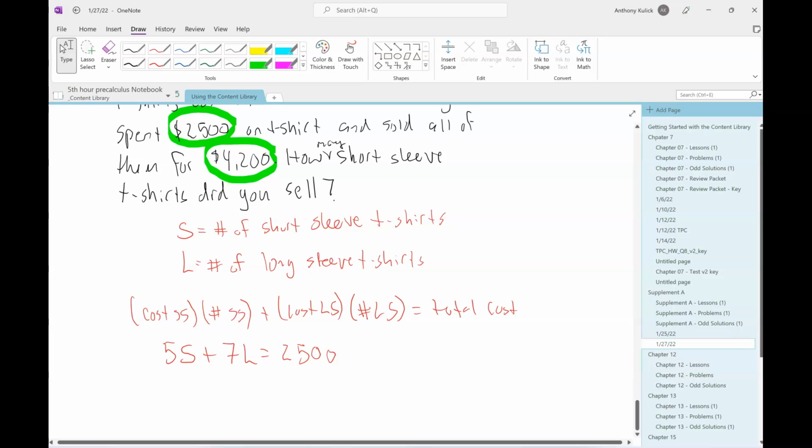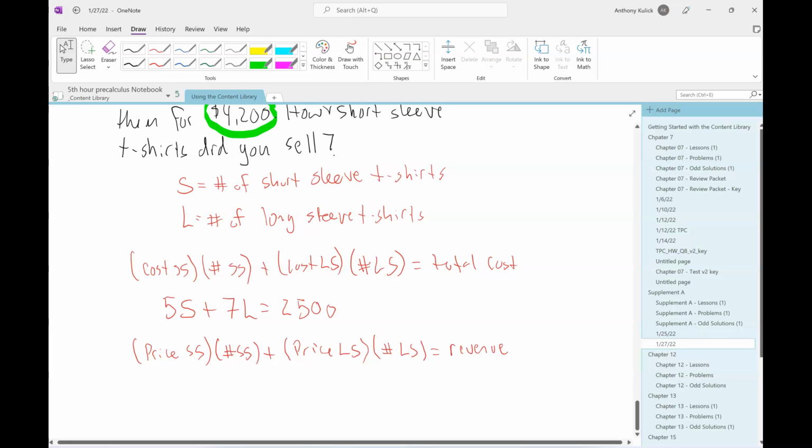And then we can do the same thing for the revenue, right? So we would just do the price of the short sleeve times the number of short sleeves plus the price of the long sleeve times the number of long sleeves is going to give us our revenue, or the amount that we brought in. So in this case, that would be 8S plus 12L equals 4,200.